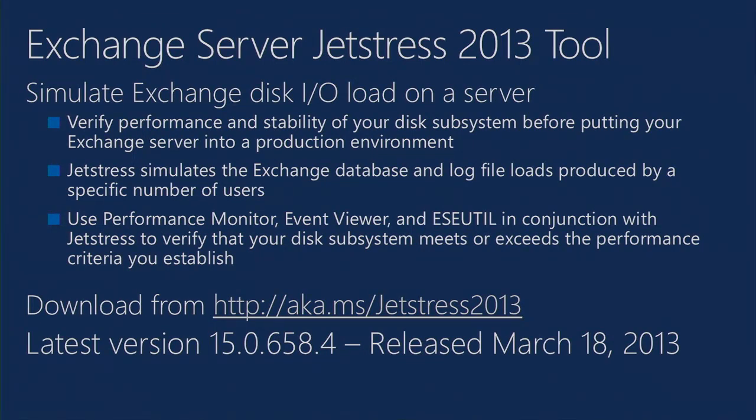Okay? And that is version specific. So if we make any changes in the product that may require changes in Jet Stress, we will release an updated version of Jet Stress. But right now, as of today, version 658.4 is the build that you would use on both RTM and CU1 validation. And again, even though we're talking about RTM, really hopefully most of you are on CU1 because that would be the preferred deployment today.